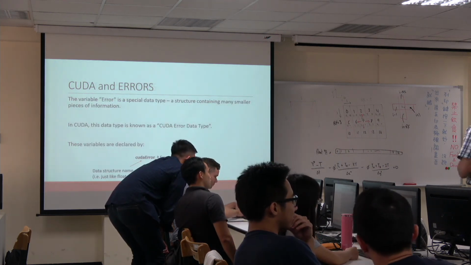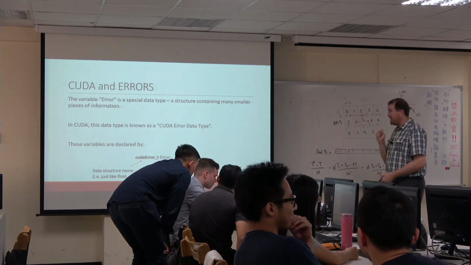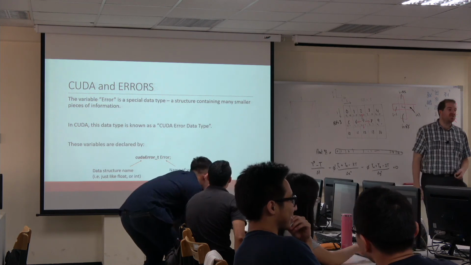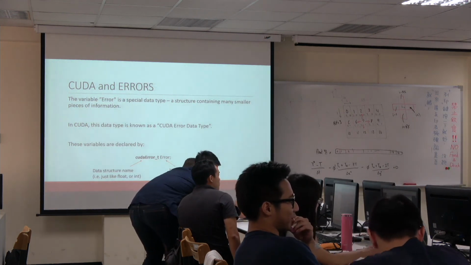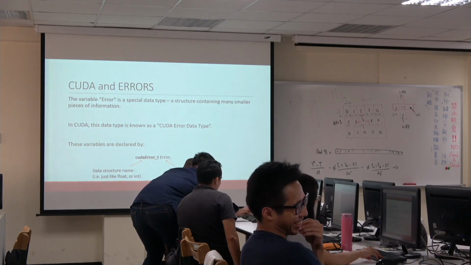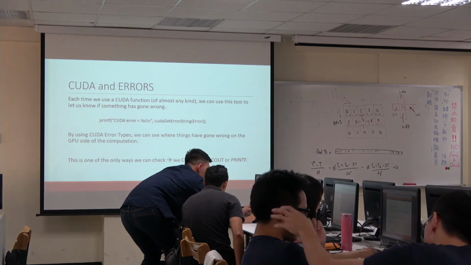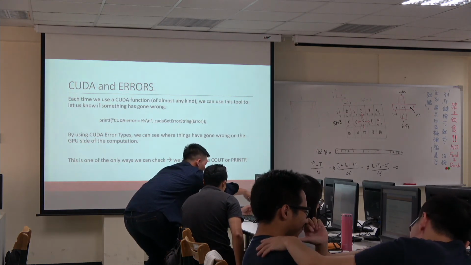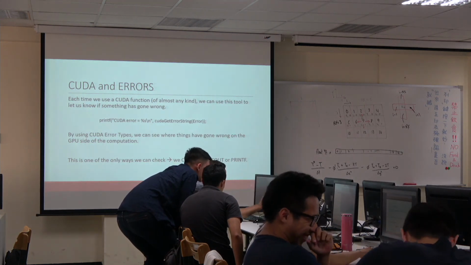Error is a special data type. It's CUDA error type, which is this type down here. It contains a lot of information. It is not a string. It is not a character. It is not an integer. It is an object which holds a lot of valuable information. To extract information from that, we need to use CUDA get error string, which is that function there. CUDA get error string basically returns the error in string form and allows us to print its value.